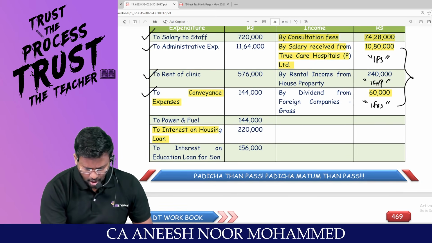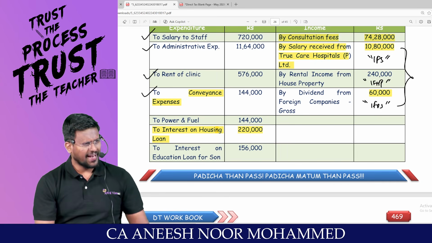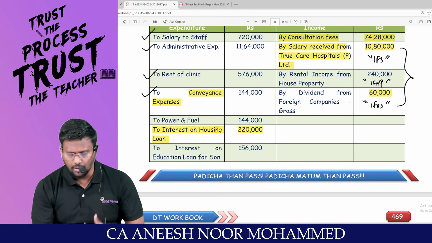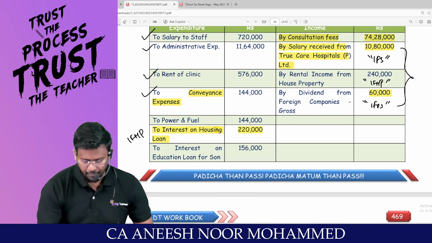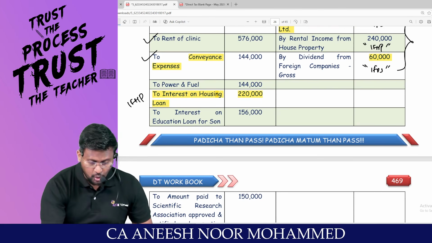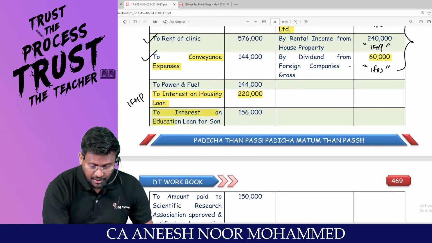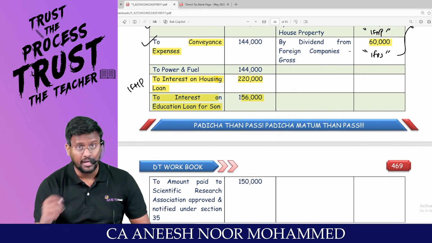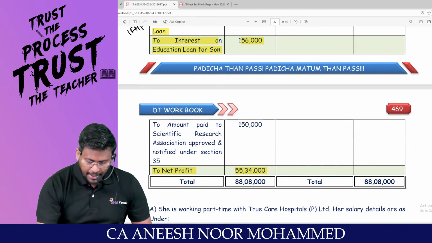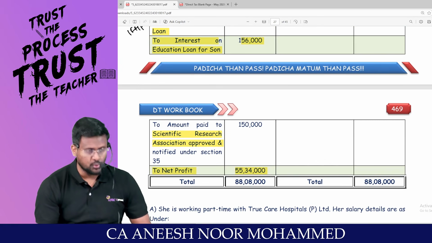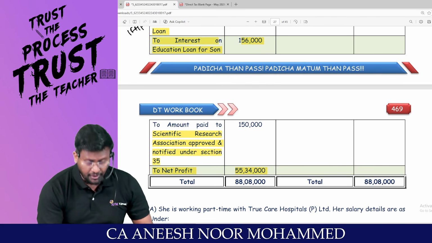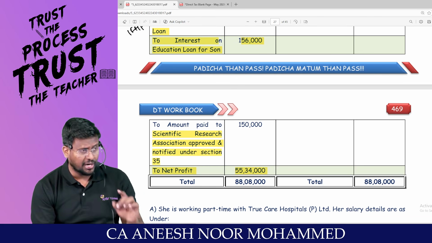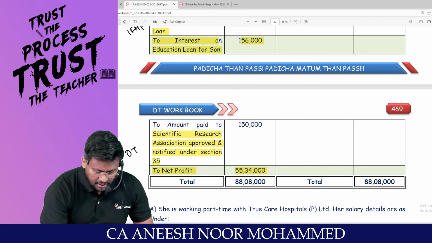Interest on housing loan should be added back because this is an item related to IFHP, an impurity for the PGBP. Interest on education loan for son. Sir, that can be claimed as deduction under 80E. Amount paid to Scientific Research Association. That means contribution to an outsider. Notified under section 35, this will be allowed only if the assessee opts for the optional tax regime.